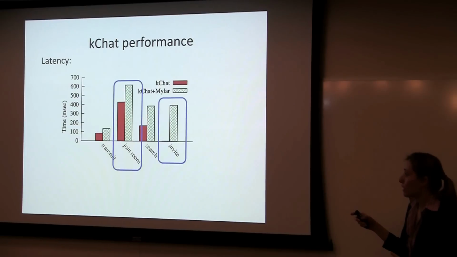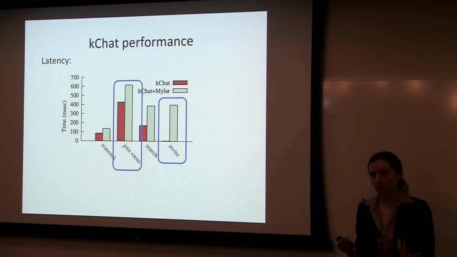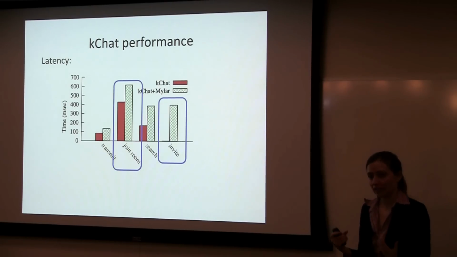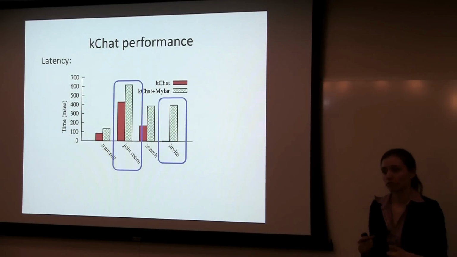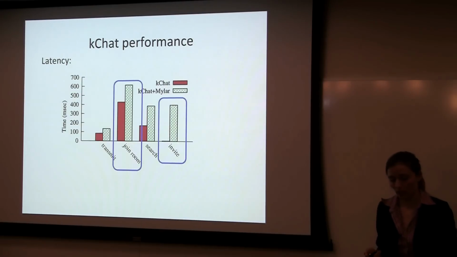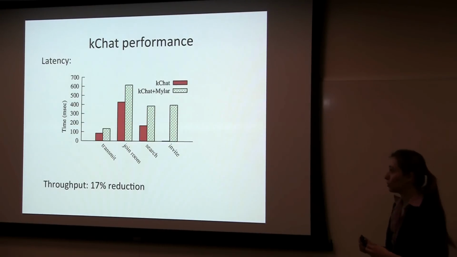Then for the join room and invite operations, Mylar adds a bit more overhead. And that's because these involve adding access to people and involve certifying keys. So these do principal graph operations. But still, they're virtually not affecting user experience. And in terms of throughput, Mylar reduced the throughput of the server by 17%.